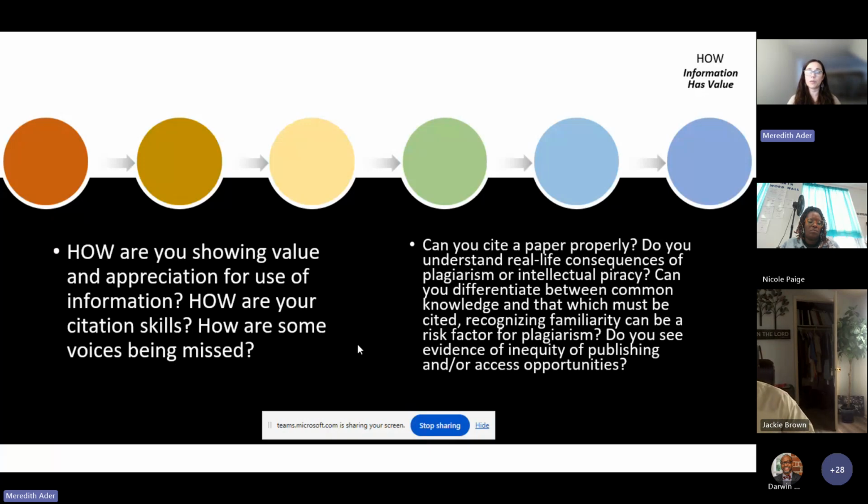Can you differentiate between common knowledge and that which must be cited? Recognizing that the more you become familiar with your field of study, the more you're at risk for plagiarizing. And do you see evidence of inequity within the world of publishing? It exists. Being published is a privileged place to be. And not always are the best voices represented within our traditional publishing systems.